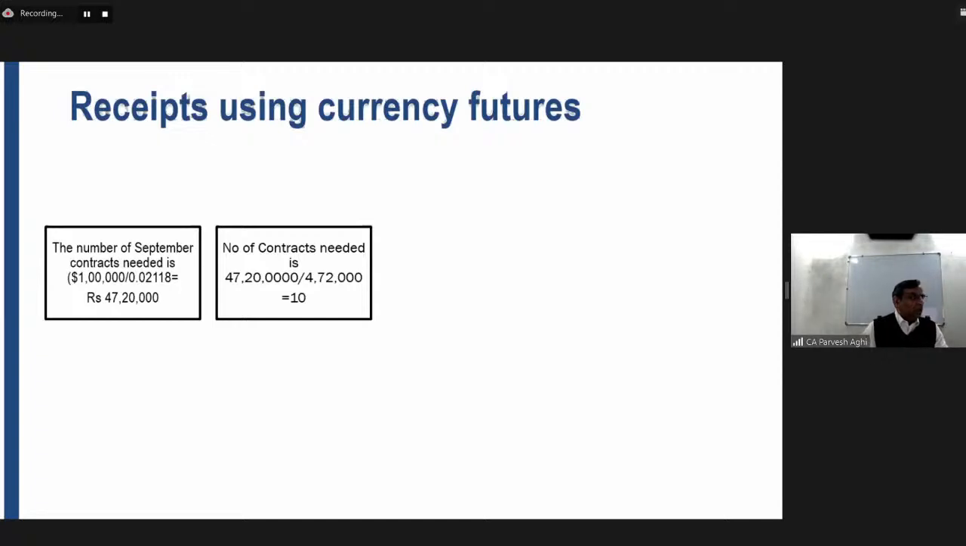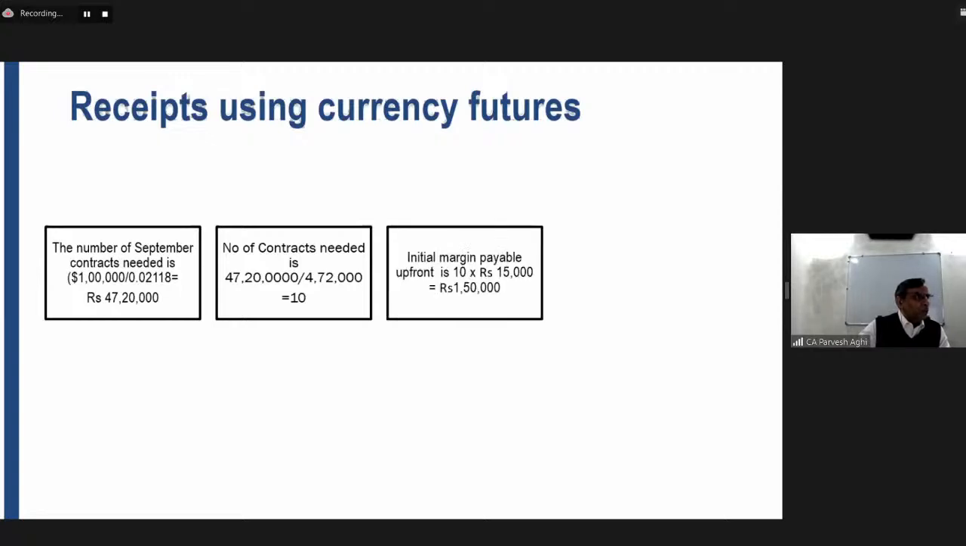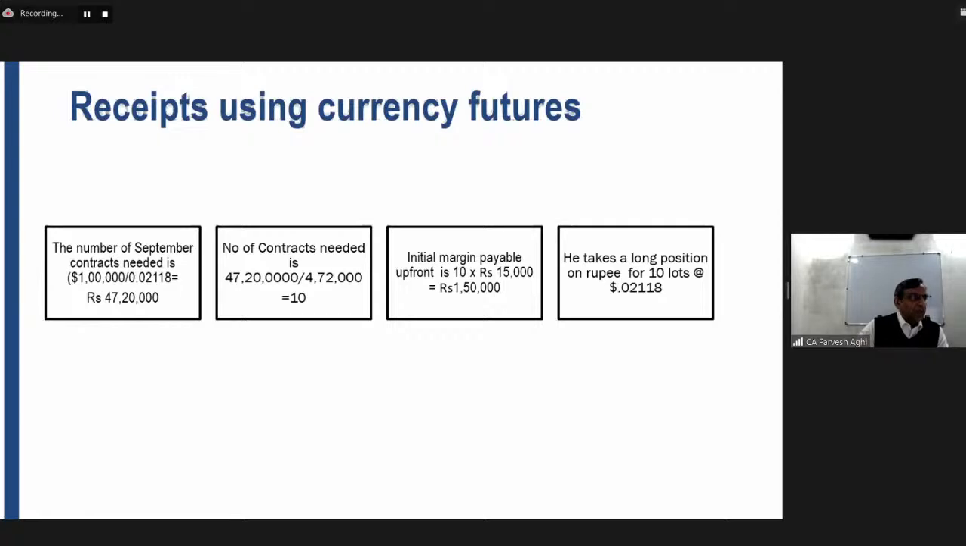So it has been done in a reverse manner. Otherwise, we take a lot size of $1,000, as you know, in the futures market. But since the quotes have been given in indirect form, we convert to find out how many contracts will be needed to cover your futures. Now, initial margin is payable upfront. There are 10 contracts, and for each contract the margin is 15,000, which is given in your question. So the total margin paid upfront will be 1,50,000. That margin will get released only on, say, 1st of September. So he is an exporter, isn't it?